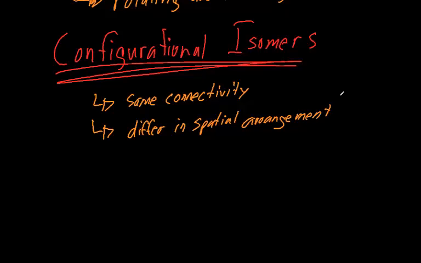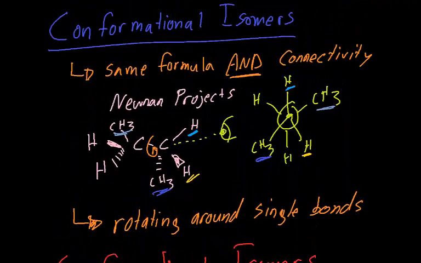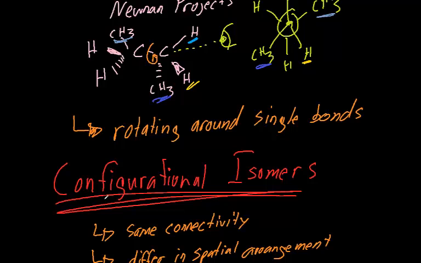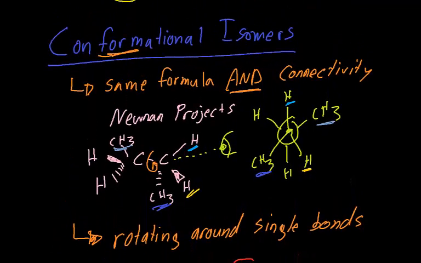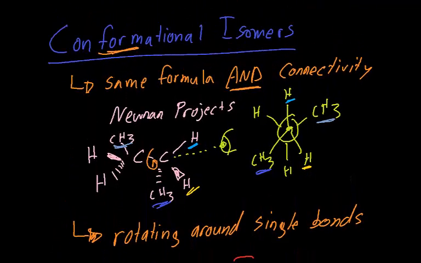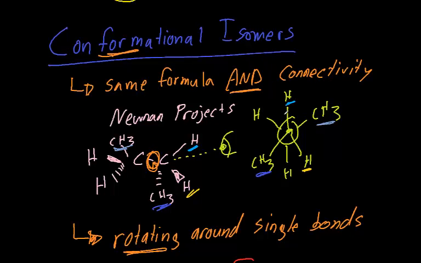Now, you may ask, how is that different from conformational? See, conformational versus configurational. You need to keep that difference. But how is it different from conformational isomers? Well, as we said, conformational isomers rotate around a single bond. In this Newman projection, this bond is going to rotate right here, changing the order of this projection.